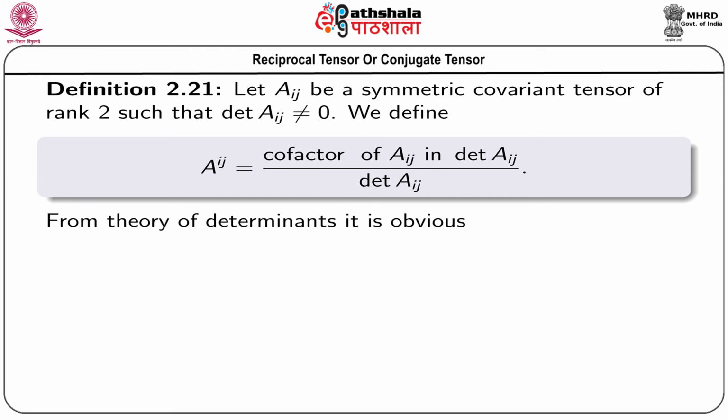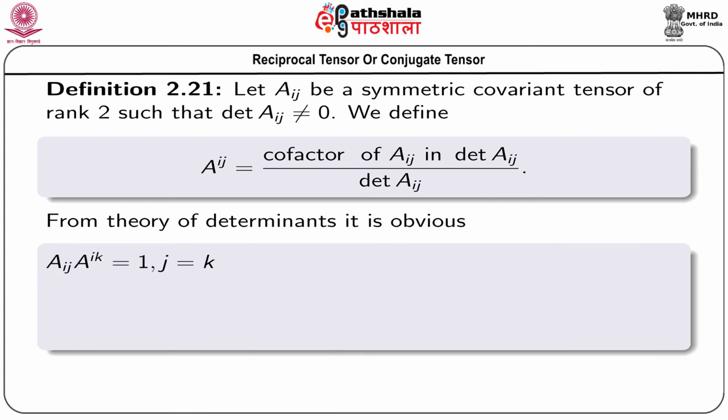Now, this also forms a matrix of the form n square, that is a square matrix, and from the theory of determinants it is obvious that A_ij A^ik equals 1 for j equals k and equals 0 for j not equal to k, because A^ij are the cofactors of A_ij in the determinant of A_ij divided by the determinant of A_ij. So, multiplying the cofactors with the elements and summing, we get 1 for j equal to k, and for j not equal to k we are getting 0. That is A_ij A^ik equals delta^k_j.